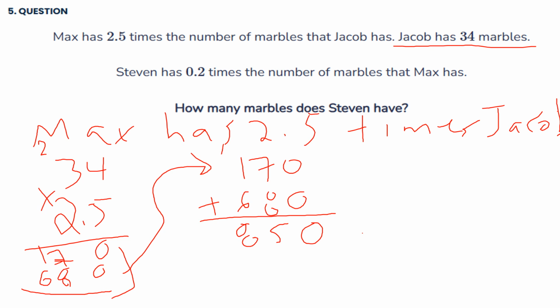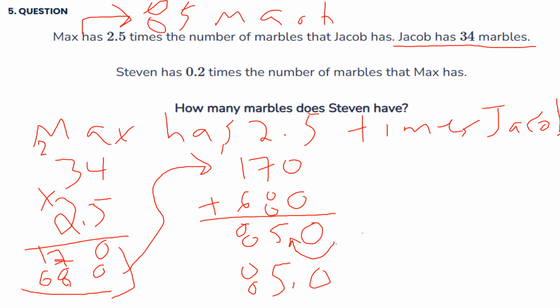We need to find out how many numbers are behind the decimal place. There are no numbers behind the decimal place in the top number, but there is one number behind the decimal point in the bottom number, which is 5. So it's just one number. So we start here with the decimal point and then we move over 1. So that gives us 85.0. Sorry for the bad penmanship. So 85.0. So Max has 85 marbles.